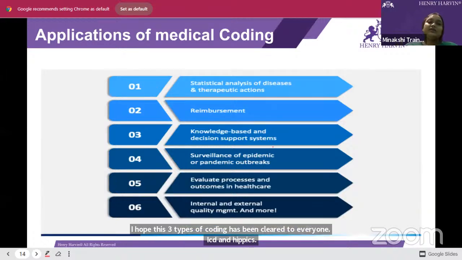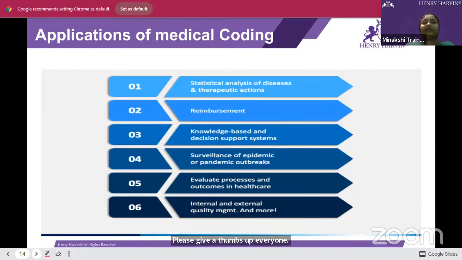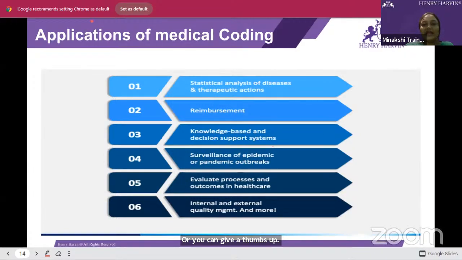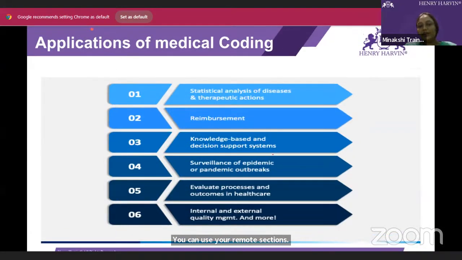Please give a thumbs up, everyone. You can type yes in the chat section, or you can give a thumbs up. You can use your emoticon sections so that I can understand you people are active, you are listening, you are getting me. Okay. I can hardly see 3-4 thumbs up. What about others? All are active? Yes. Okay. Thank you for the response, everyone.